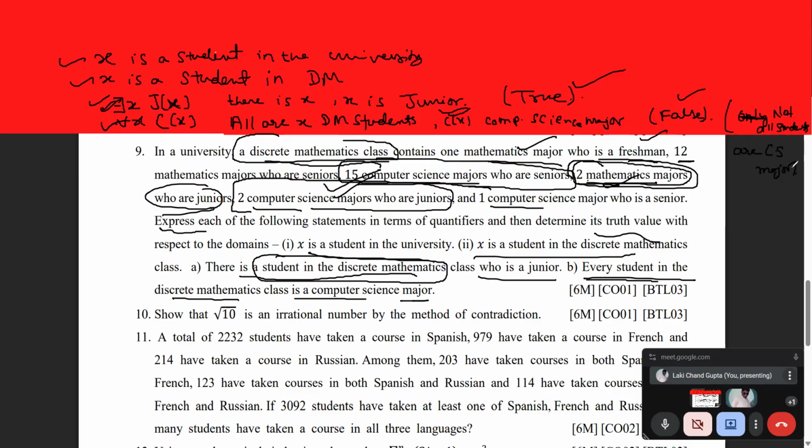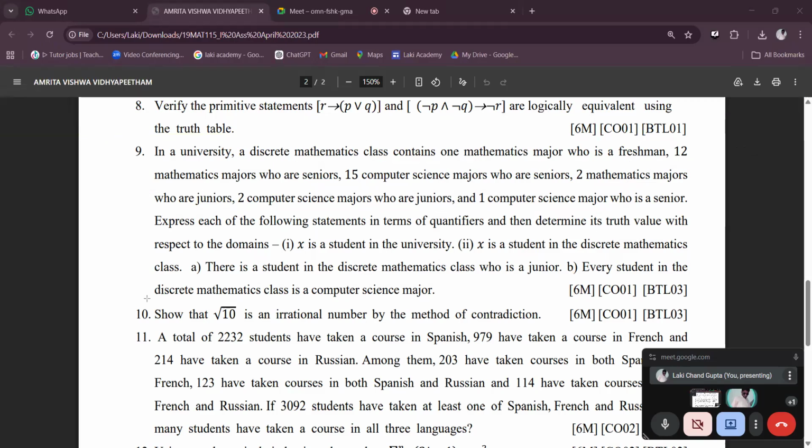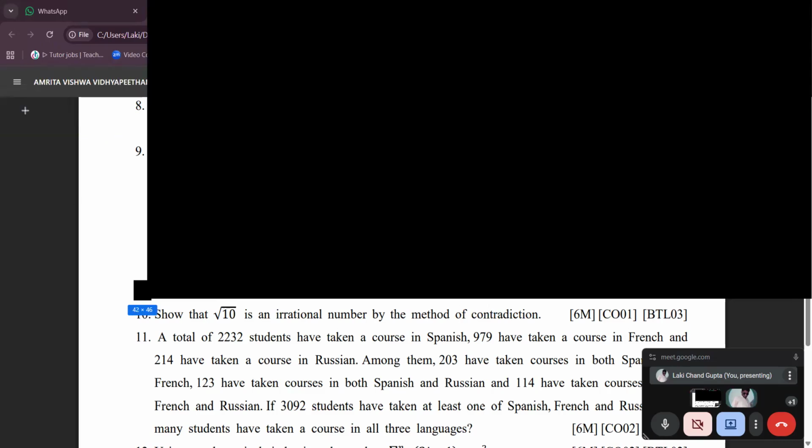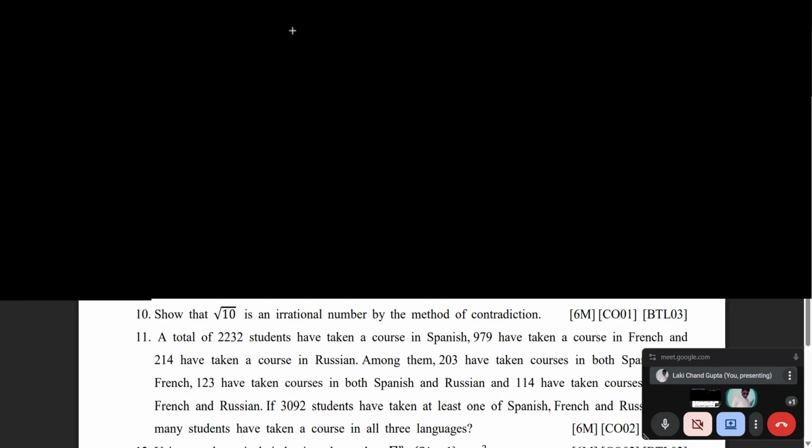For proof, method of contradiction. Okay. No, this is part of logic. Proof by contradiction means whatever you are going to prove, just prove from the opposite side. You have to prove root 2 is irrational.